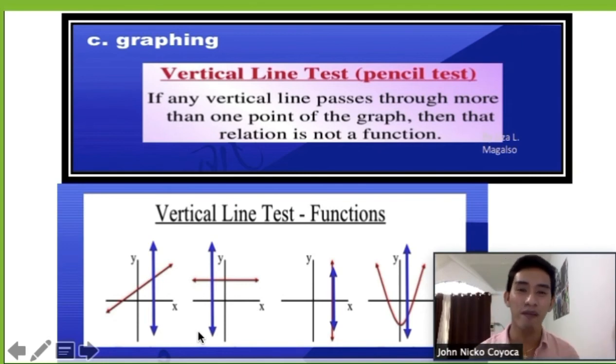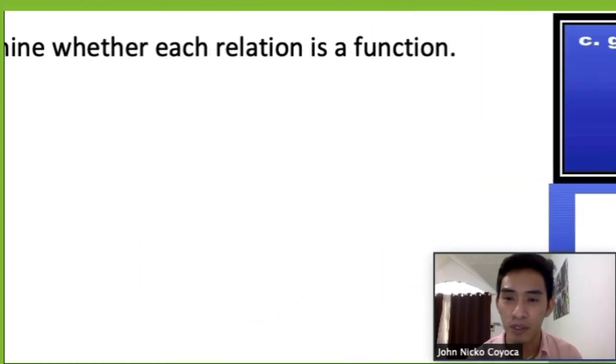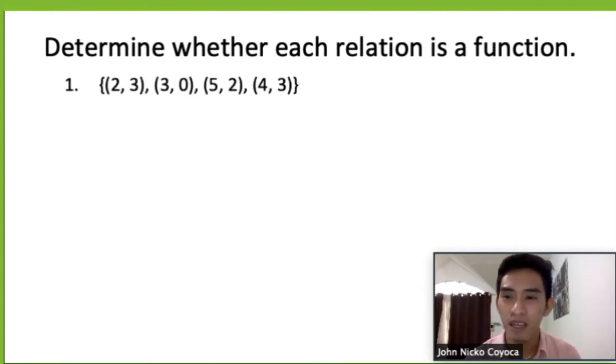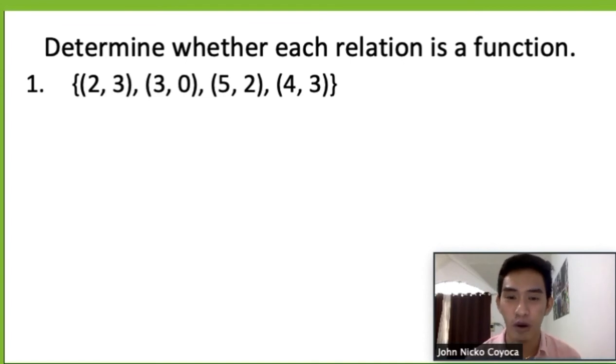So let's try to have some examples. Let's try to determine whether each relation is a function by these examples. Determine whether each relation is a function. It's a set of ordered pairs. Try to examine, is this a function or a relation? Again, our x elements must correspond to exactly one element in the y. So we have, can you try to guess? What's your answer?